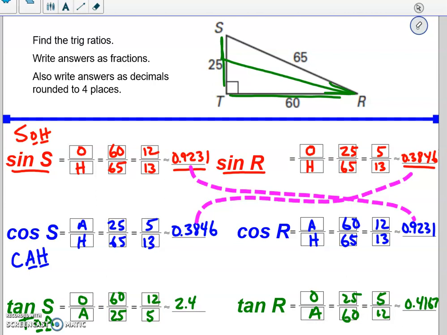It's really just a matter of identifying which side is which. Is the side the opposite or the adjacent or the hypotenuse based on which angle that I'm keying in on.